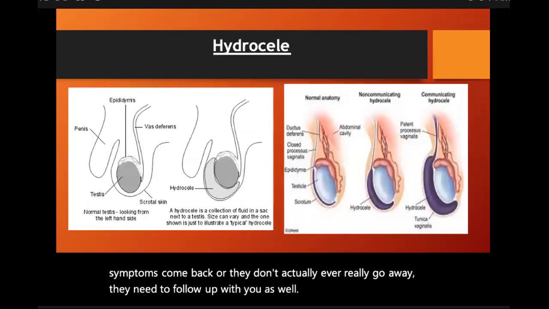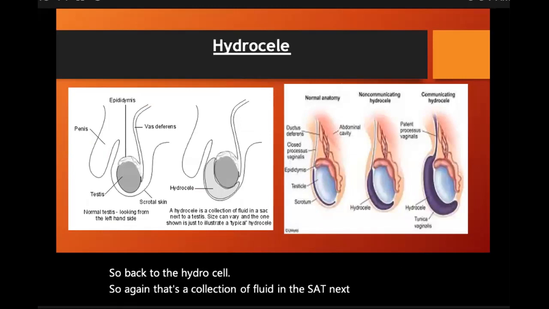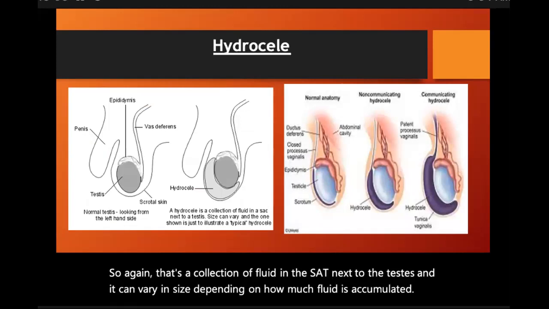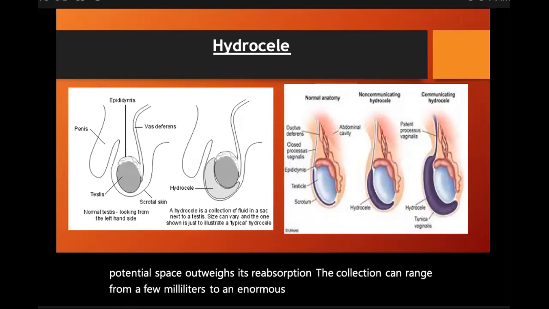Okay, so back to the hydrocele. So again, that's a collection of fluid in the sac next to the testes, and it can vary in size depending on how much fluid is accumulated. So remember, the hydrocele forms when secretion of fluid into this potential space outweighs its reabsorption. The collection can range from a few milliliters to an enormous volume measured in liters.